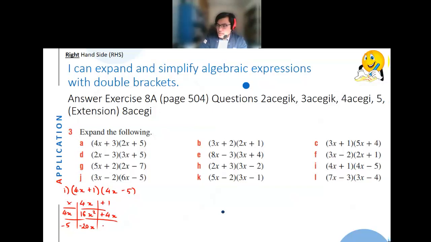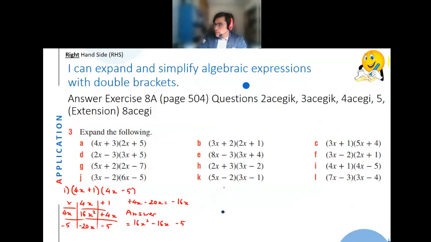And then finally, we got negative 5 times plus 1. Negative and a positive is a negative. 5 times 1 is 5. And we've got plus 4x minus 20x. That would give us negative 16x. Combining everything together, we have 16x squared minus 16x minus 5.